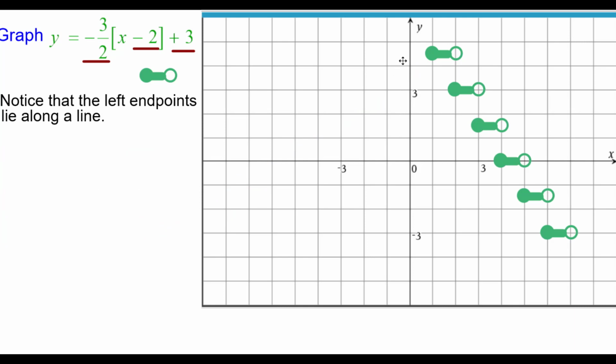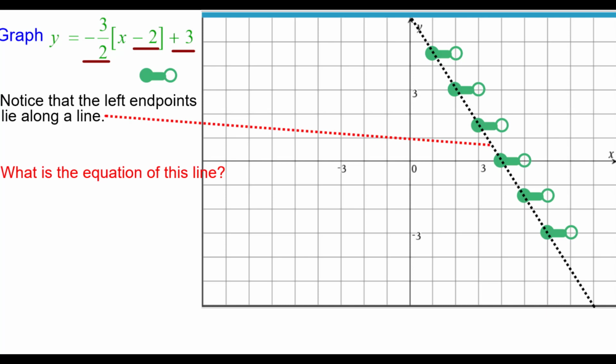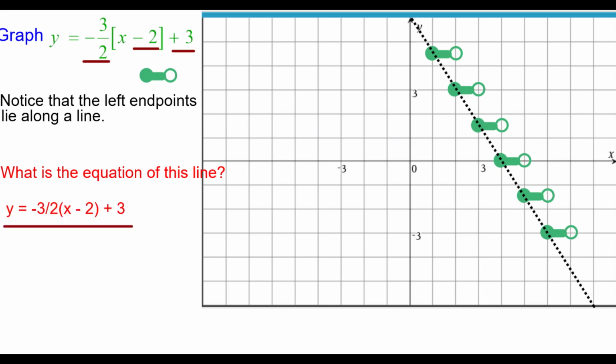Notice that the left endpoints do lie along a line. I drew it in there. And what is the equation of this line? Take a few seconds, pause, and resume when you're ready to answer the question. And it turns out the equation is this equation. I have it in a little bit different form, but notice how it matches up with the equation that we graphed.